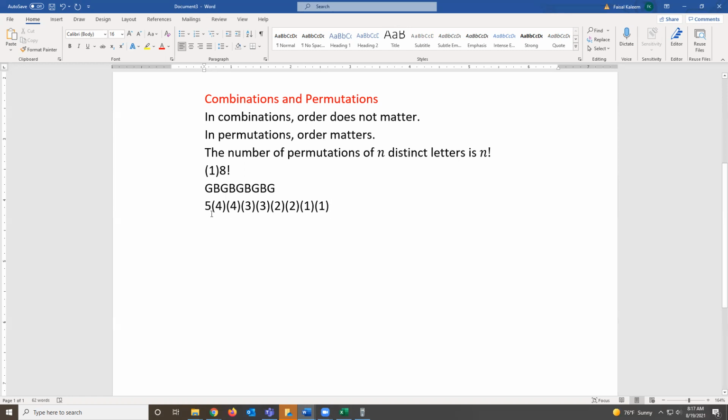So you multiply all this. 5 times 4 is 20, times 4 is 80, times 3, 240, times 3, 720, times 2, 1440, times 2, 2880.